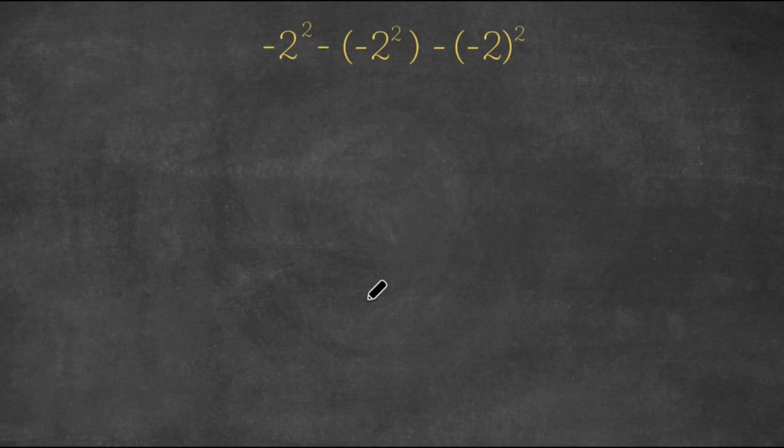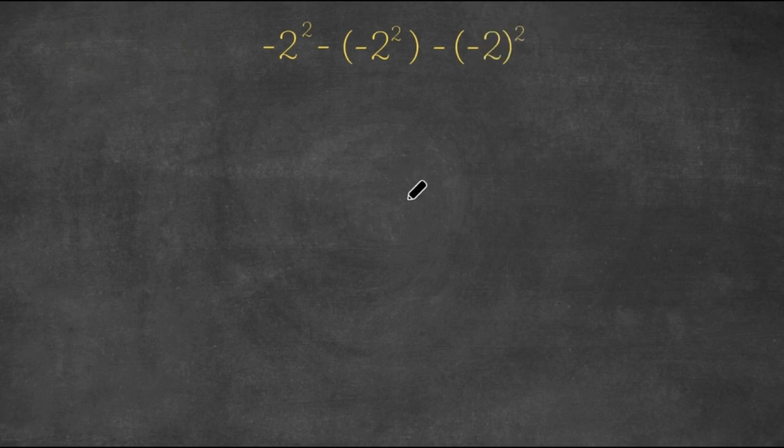Guys, welcome back to Click Academics. In today's video, I'm going to be teaching you guys how to solve this simple problem that many people actually get wrong. So we have negative 2 squared minus negative 2 squared minus negative 2 squared.